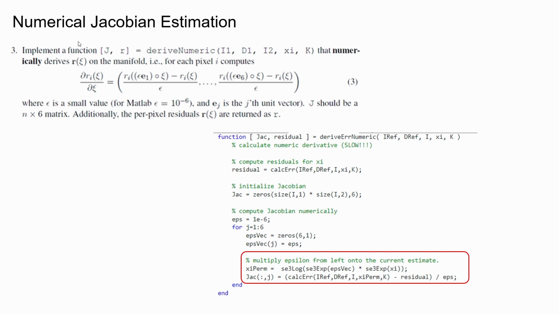Problem 3, we implement a function to compute the Jacobian using numerical differentiation. We slightly perturb the current pose along each of the 6 motion directions using left multiplicative perturbation on SE(3) and observe how the residual changes.